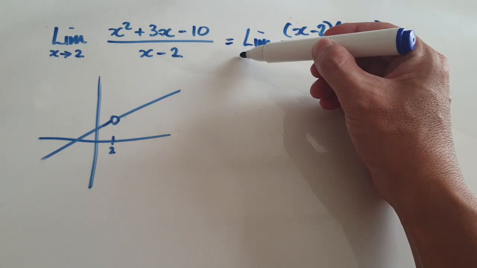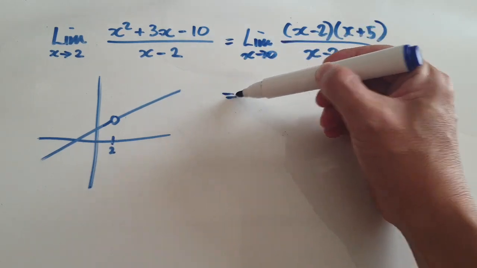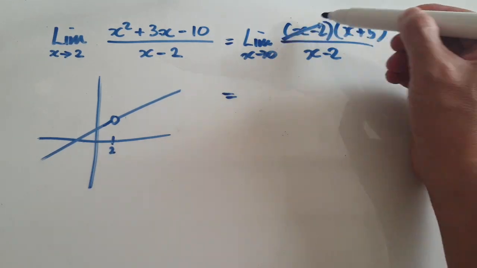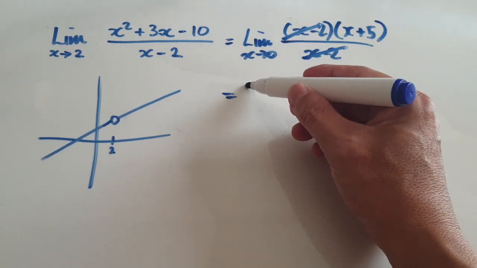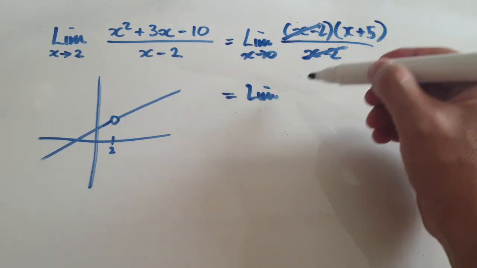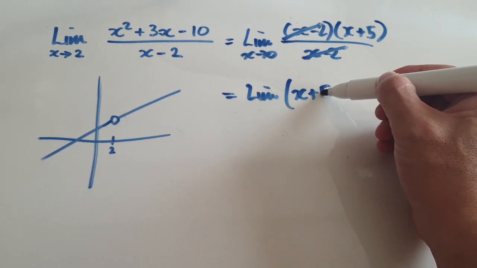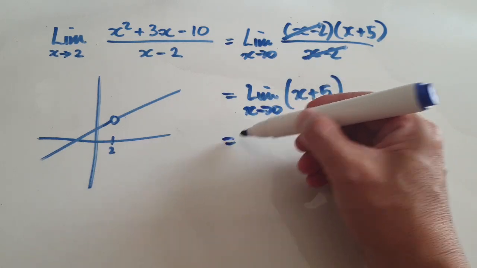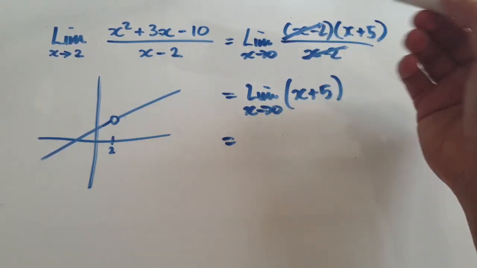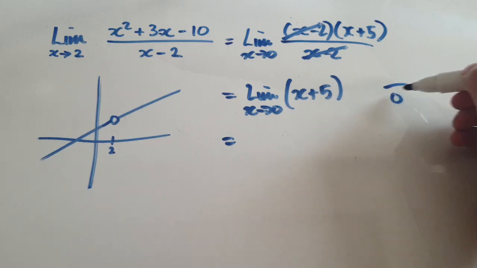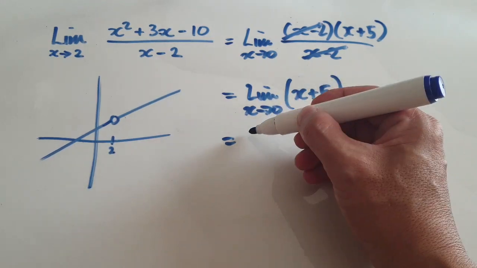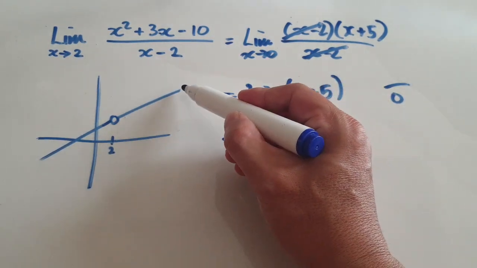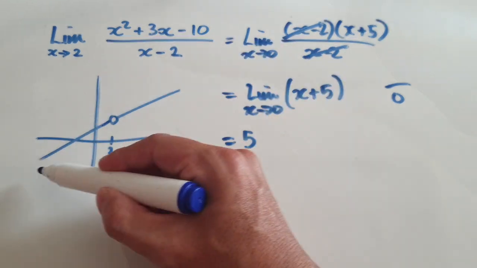And as x approaches 0. It turns out that these two cancel each other out to give you the limit of x plus 5, x tends to 0. Now you can put 0 into here. Nothing breaks down. You're not dividing by 0. It turns out to be 5. So what that means is this here looks like this.